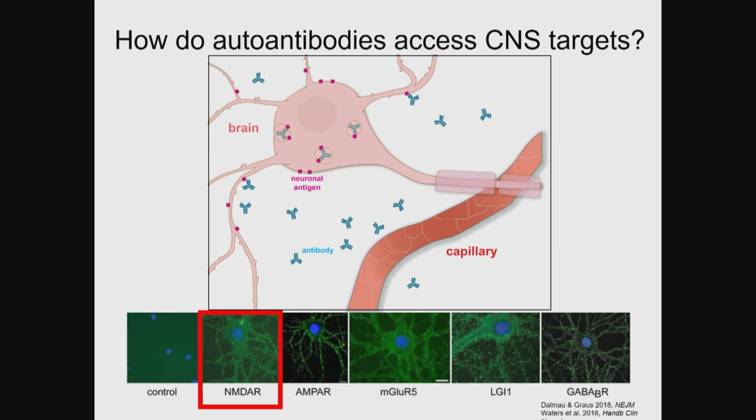For example, the NMDA receptor encephalitis antibodies are present in about 10% of the population overall, but the incidence of NMDA receptor encephalitis is only about 1 in 100,000. So there's got to be some way to make these antibodies pathogenic, and that is that they can leak out of the bloodstream where they're present. So normally, these antibodies are excluded from the brain by the presence of the blood-brain barrier.